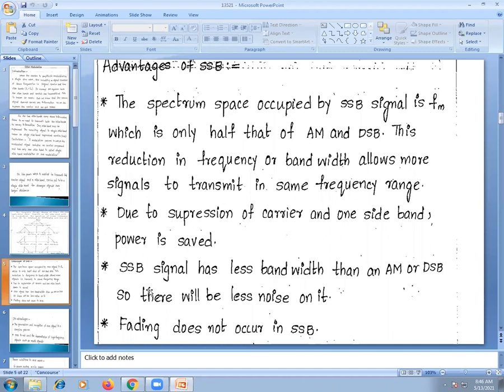In AM, in the sense of double sideband full carrier, and DSB means double sideband suppressed carrier. SSB has less bandwidth than both, so there will be less noise on it. Whenever the bandwidth is less, noise is also very less. If the noise is less, one more advantage is that fading doesn't occur in SSB.